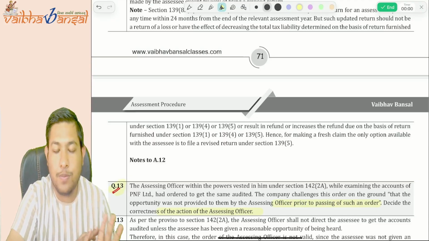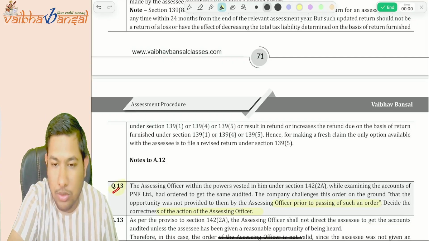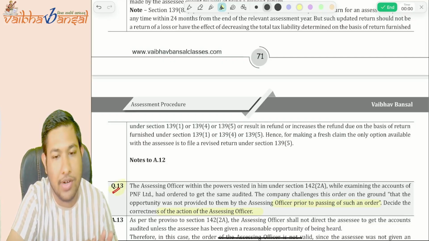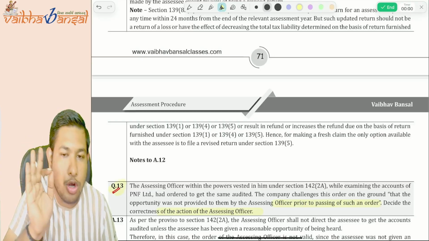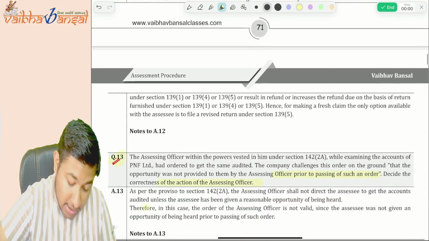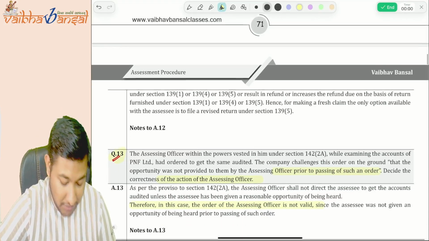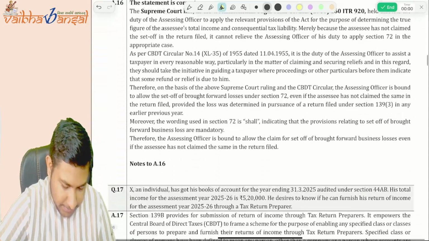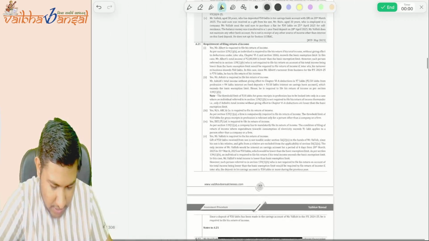See, before passing of the order, the opportunity of being heard should be given. Definitely. So, the order which is passed by the assessing officer is not valid in this particular case, since the opportunity is not given. Let me see, is there any one or two questions more? 26, 27, if I have to say.